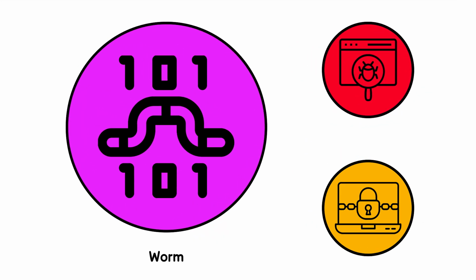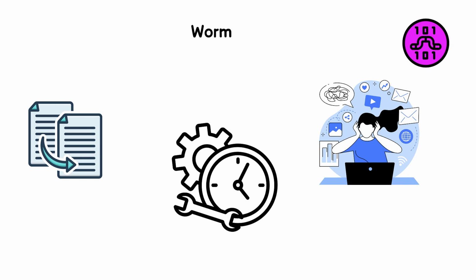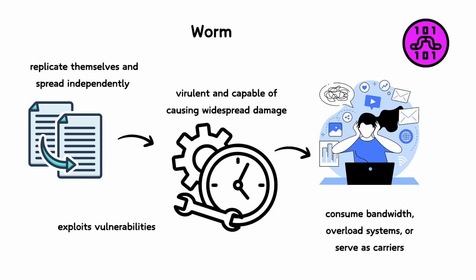Worm. Worms are a type of malware that have the unique ability to replicate themselves and spread independently across networks. Imagine a worm as a small software program that exploits vulnerabilities in operating systems and networks. Once it finds a way into one computer, it can automatically propagate itself to others connected to the same network, often without any user interaction.